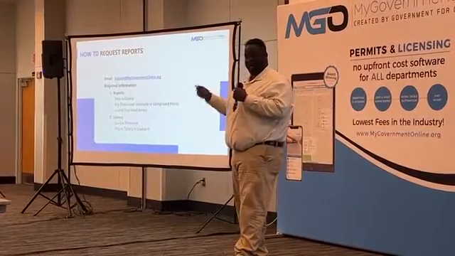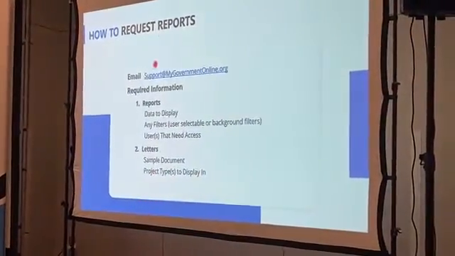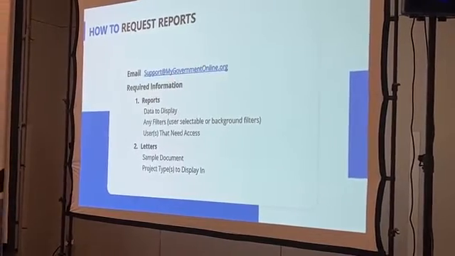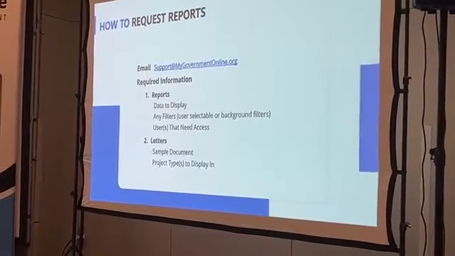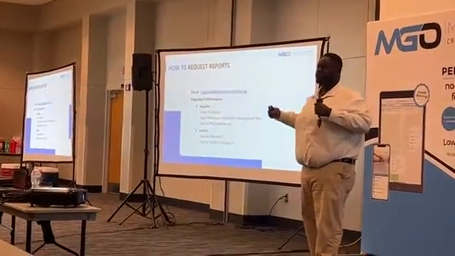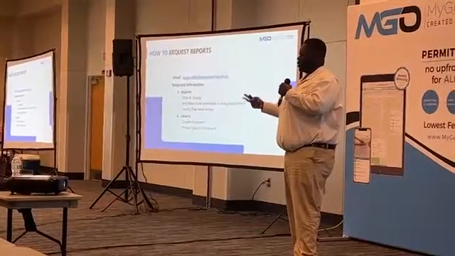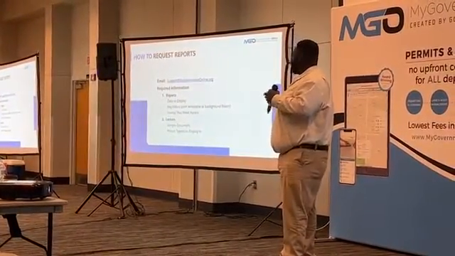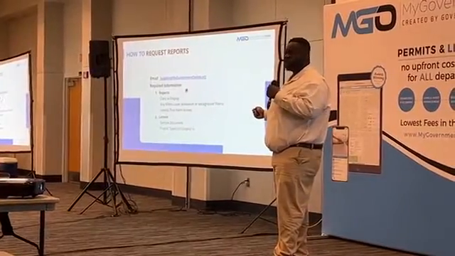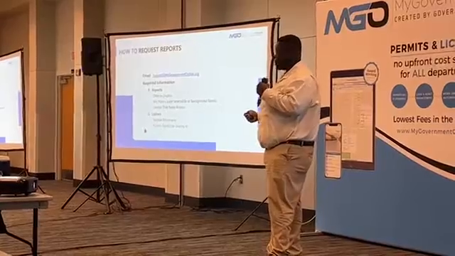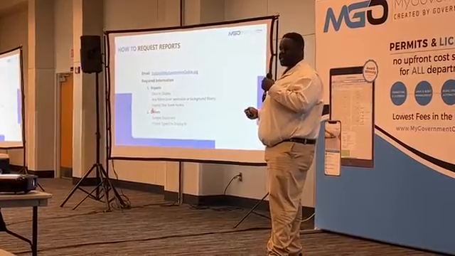This is the big one, how to request reports. All report requests should go to support@mygovernmentonline.org. This is our support line. They do a much better job of keeping track of all your requests, making sure no balls get dropped. It's important, if you're looking for a report, to let us know what data needs to be displayed, any filters that need to apply to it, and the users that need access.